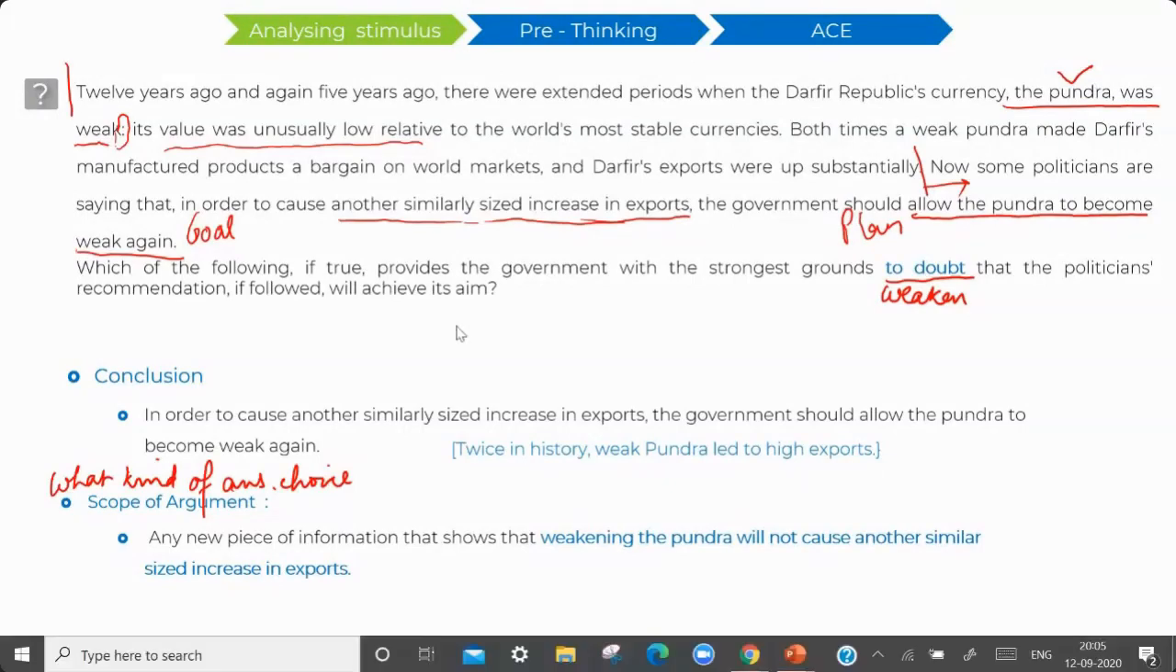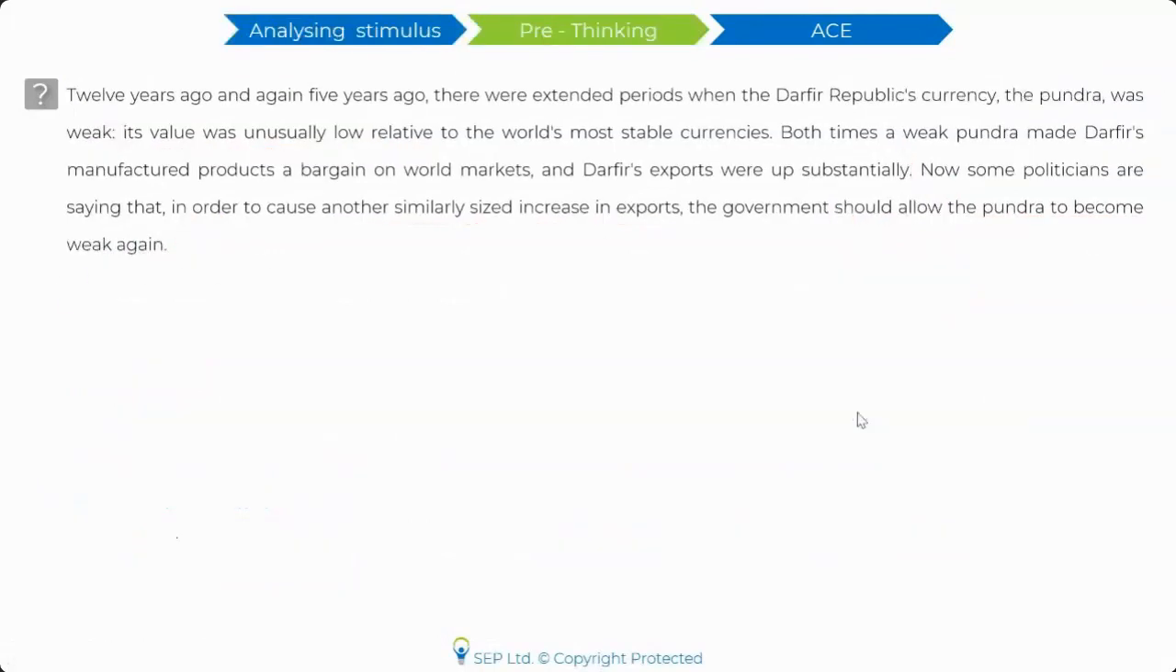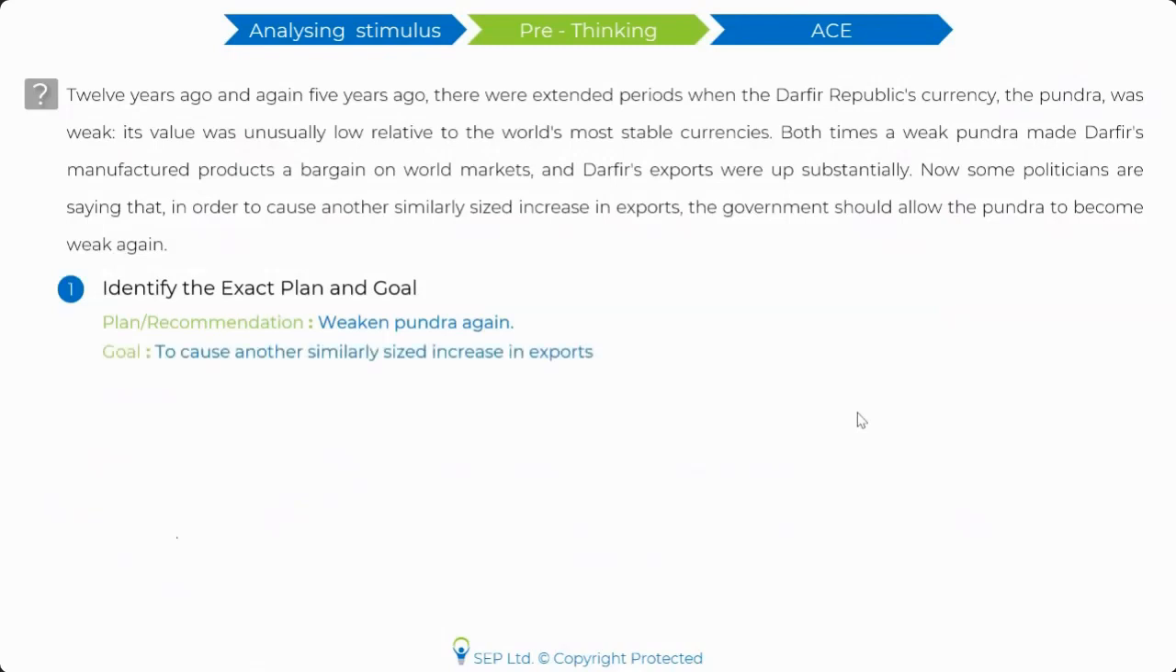Okay, all right. So the exact plan and goal. Plan is to weaken the Pundra again. Okay, that's the recommendation or the plan. The goal is to cause another similarly sized increase in export. Not just to cause an increase in export, but a similarly sized one. Okay. Now we've got to follow the three guidelines.